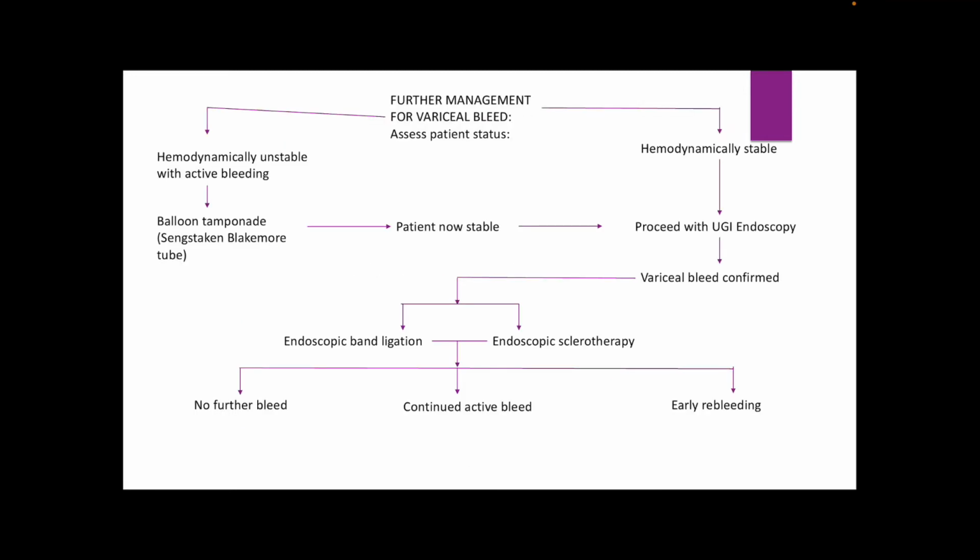Alright, coming back to our chart. So, for an unstable patient, we have used a balloon tamponade, and once the patient is stable, you proceed with UGI endoscopy. On endoscopy, suppose we have confirmed that it is a variceal bleed, we have two options. One is endoscopic band ligation or endoscopic variceal ligation, also called EVL, and the second is endoscopic sclerotherapy. Now EVL is what is preferred over sclerotherapy. In EVL, we place small elastic bands around the varices, while in sclerotherapy, we inject a sclerosant into the varices.